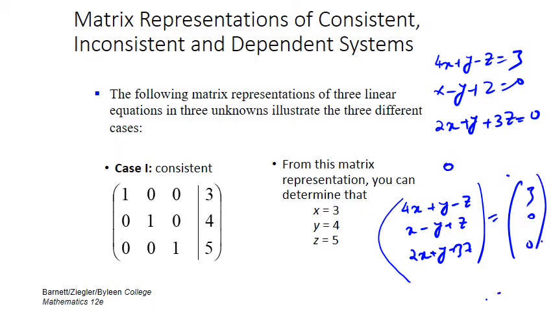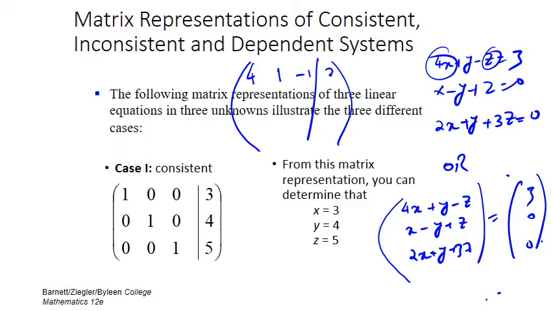Now, or the other way to write it, we just write their coefficients. For example, the coefficient of x is 4, the coefficient of y is 1, the coefficient of z is minus 1, and then there is the constant. Then the coefficient of x is 1, of y is minus 1, of z is 1, and then 0. Similarly, the coefficients are 2, 1, 3, and 0.